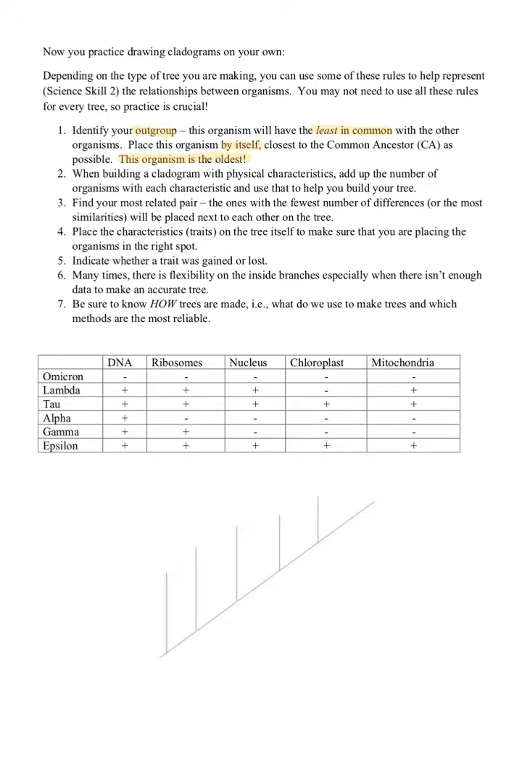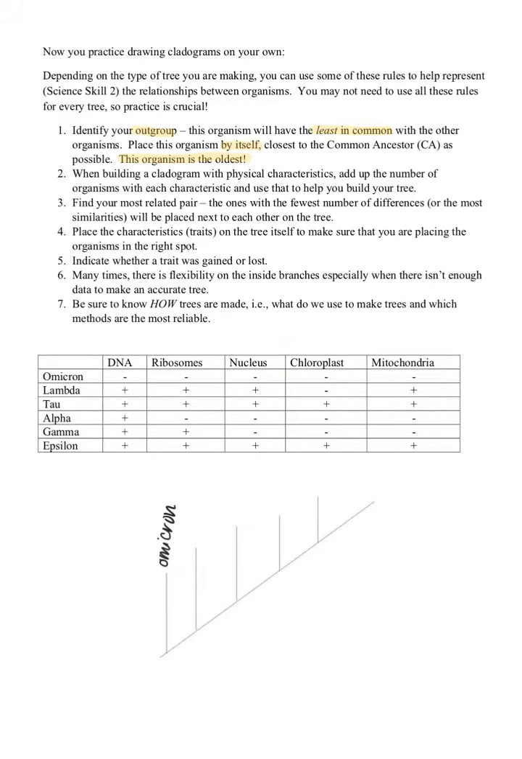So looking at my data table over here, I can see that I have a bunch of different organisms or species on the left. At the top, I have a bunch of different organelles or molecules that are present or not present in these organisms. I'm trying to find which organism has the least in common with the rest of them. In this case, it's going to be the Omicron organism. Looking at my table, I can see that it does not have a single one of these items listed, so I'm going to say that this is my outgroup.